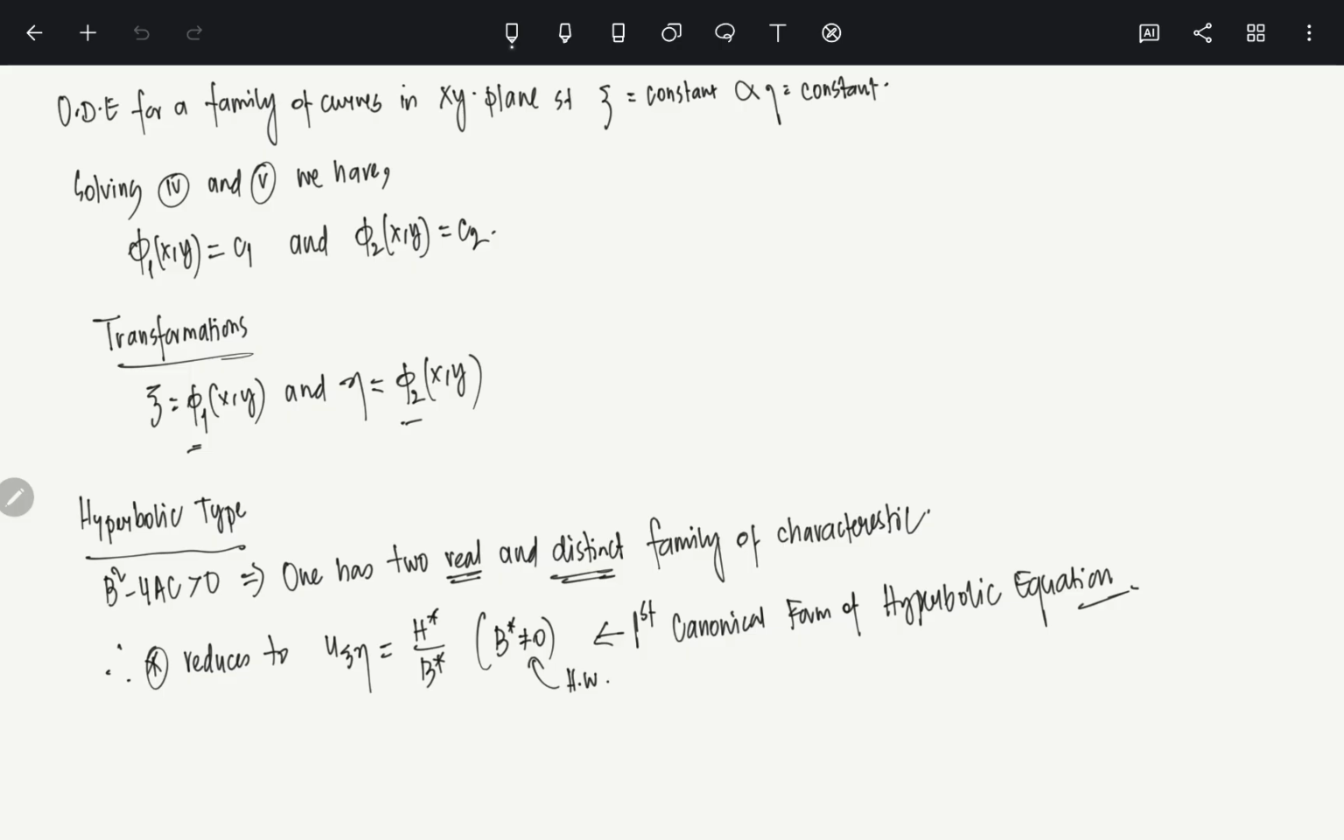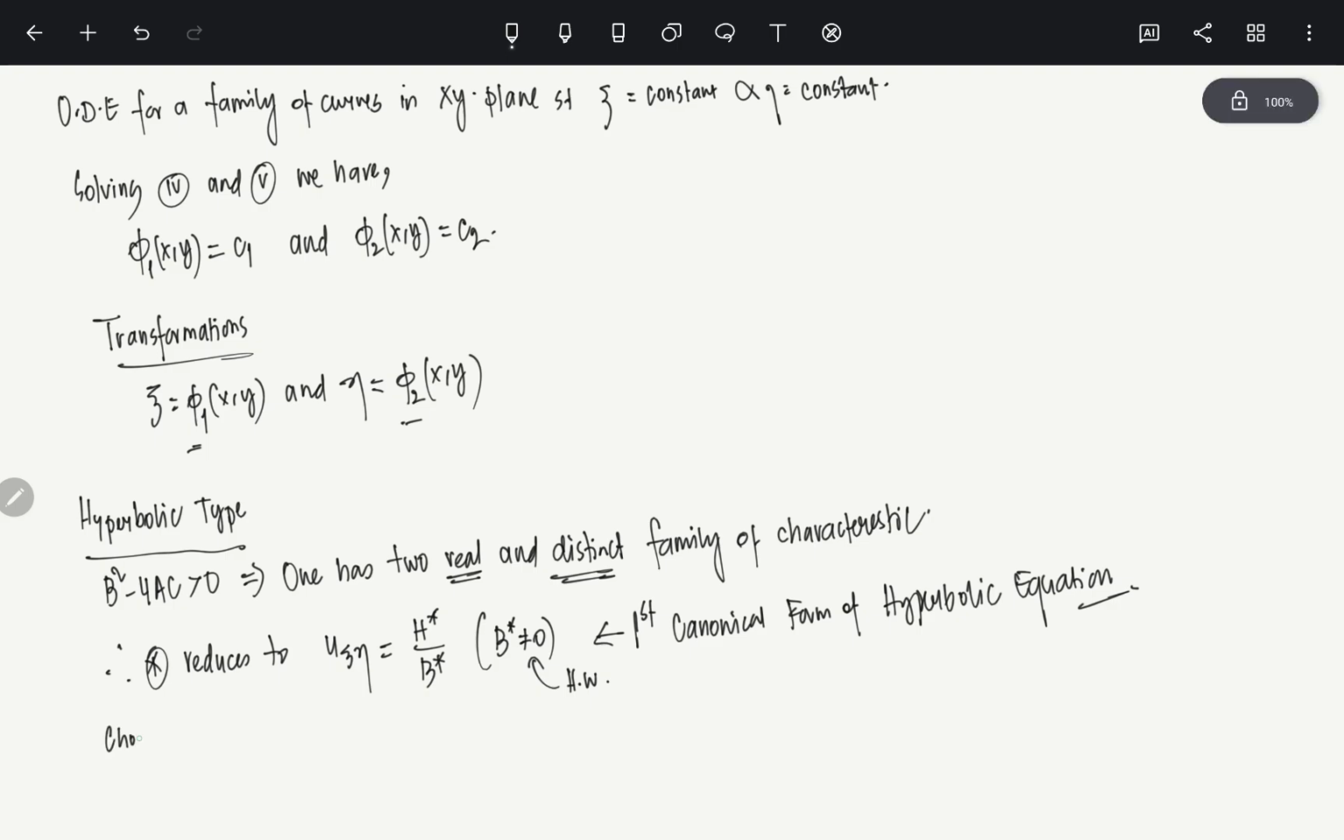Canonical form is the most fundamental form, the most simple form. You strip off all the extra terms. What I am trying to say is this: you are given an equation in a particular coordinate system, and we are changing the coordinates into a different kind of coordinate in such a way that the equation becomes much easier to solve. That's the point.